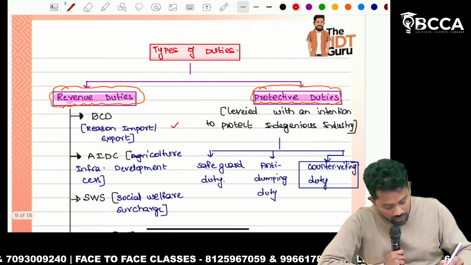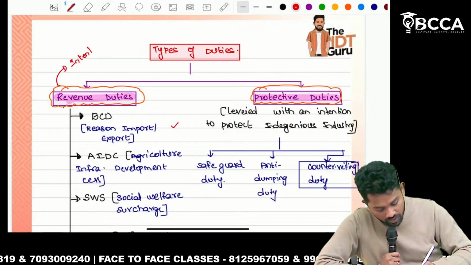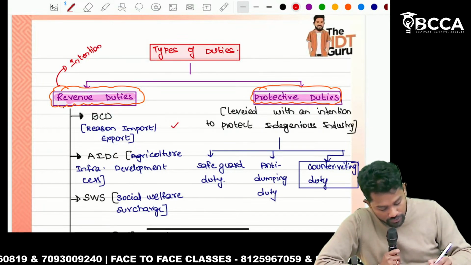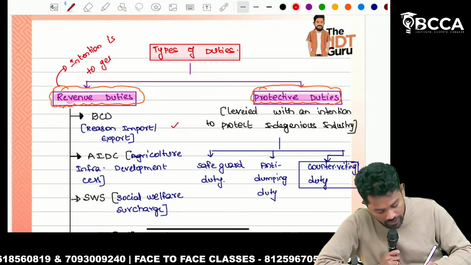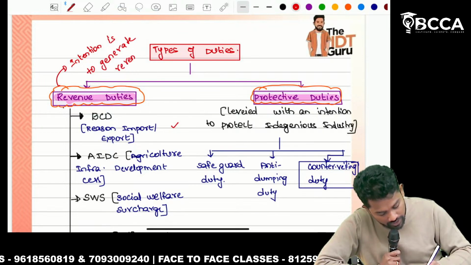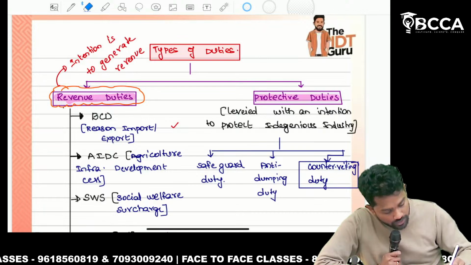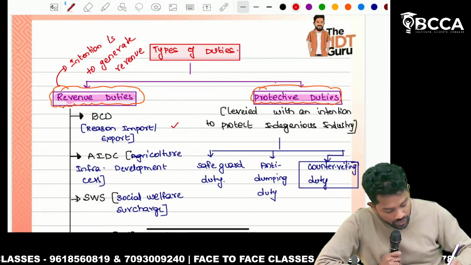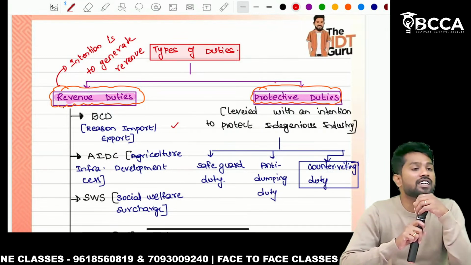Revenue duties: the intention itself is to generate revenue. When they levy revenue duties, the intention is to generate revenue only. When they levy a protective duty, the objective is not to generate revenue. Incidentally, yes, they may generate revenue.